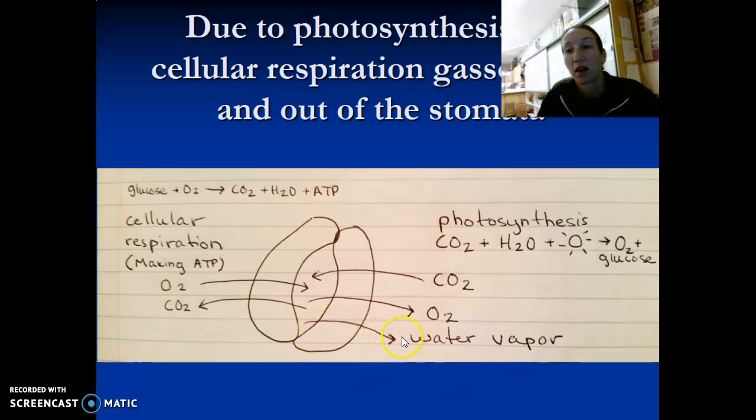Water vapor could leave, once again through transpiration, bringing it up. Oxygen's going in to do cellular respiration. Carbon dioxide's coming out as a result. So you just have these gases that are constantly going in and out. So it's so important that these leaves have these stomata, these openings that allow gases to go through.